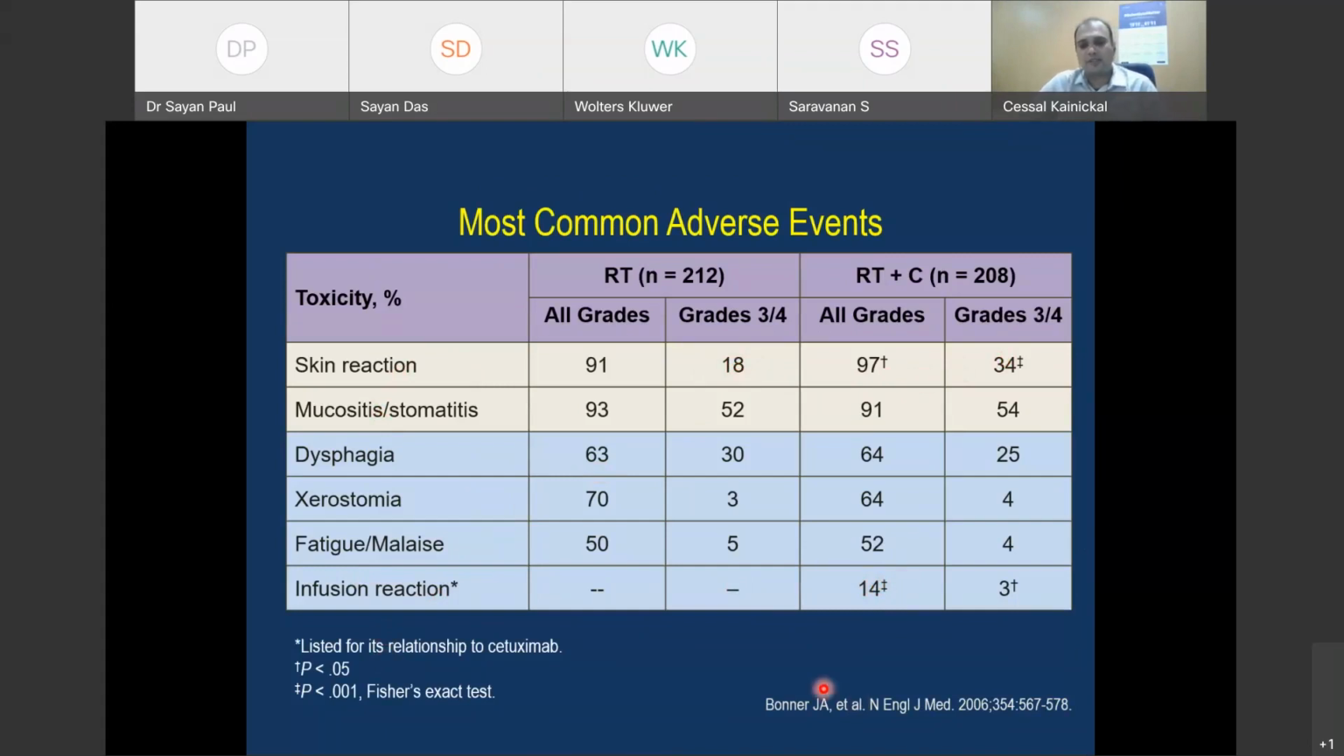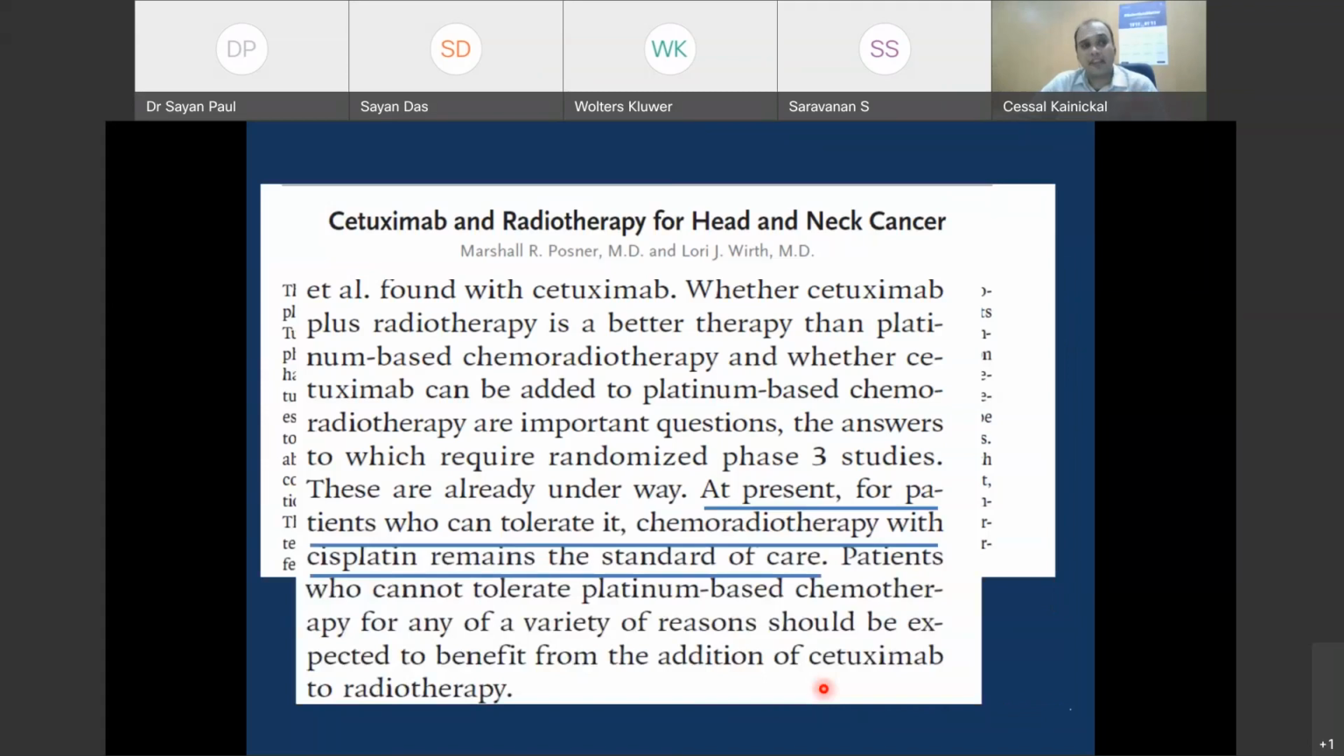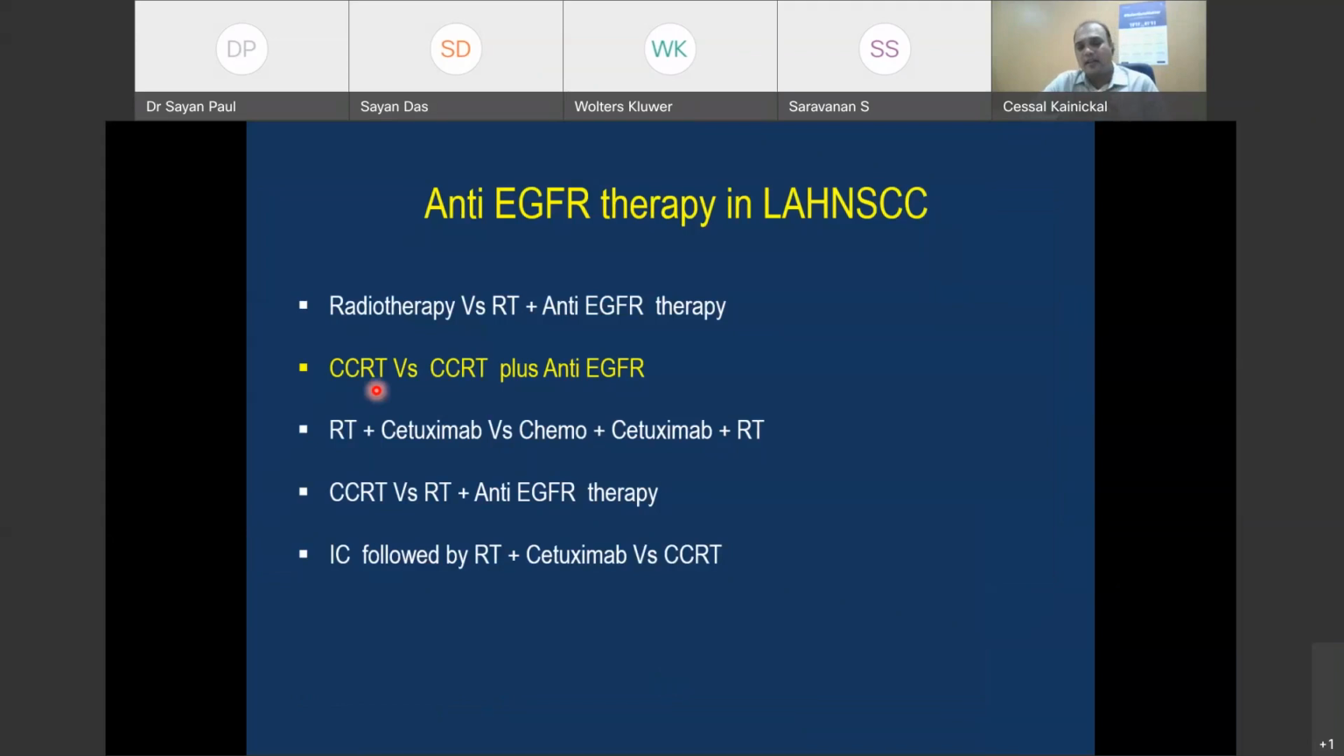The pitfall of the Bonner trial was that concurrent chemoradiation was not used as the control arm. This study was started in 1996, and the MACH-NC meta-analysis was initially published in 2000 in Lancet, so this was before the publication of that meta-analysis. So this was randomized between radiotherapy alone versus radiotherapy plus a monoclonal antibody. The editorial in the New England Journal of Medicine in 2006 by Marshall Posner, who was the PI of the TAX 324 trial, concluded that at present, for patients who can tolerate it, chemoradiotherapy with cisplatin remains the standard of care. Patients who cannot tolerate platinum-based chemotherapy for a variety of reasons should be expected to benefit from the addition of cetuximab to radiotherapy.